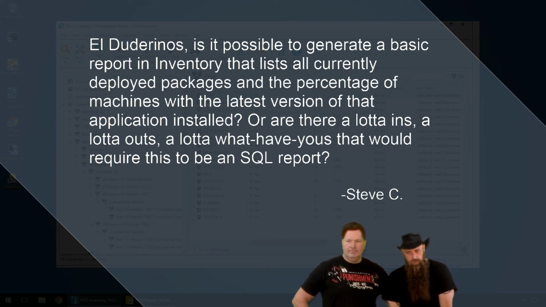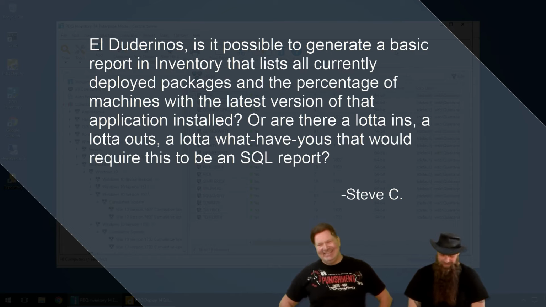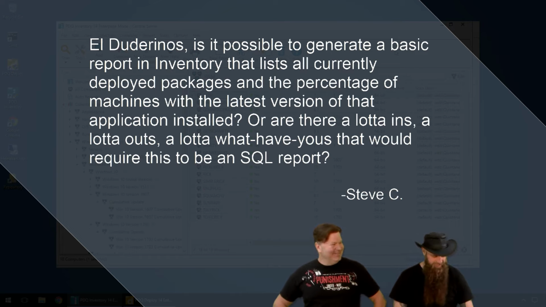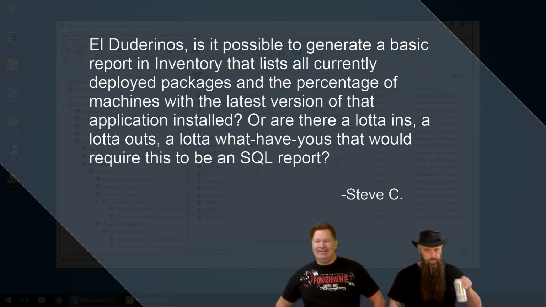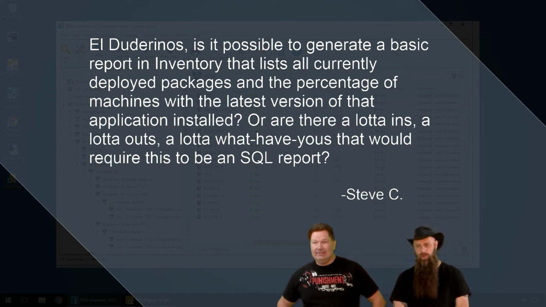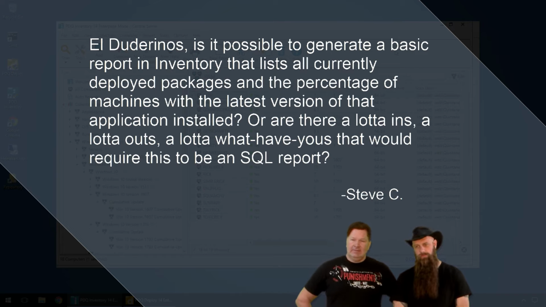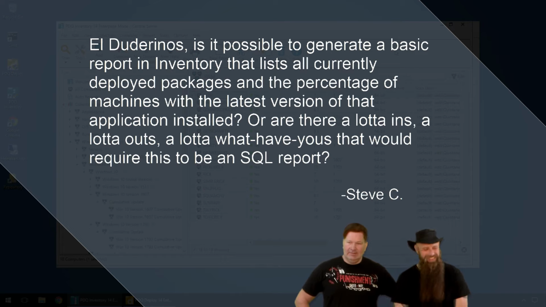Is it possible to generate a basic report in inventory that lists all currently deployed packages and the percentage of machines with the latest version of that application installed? Or are there a lot of ins, a lot of outs, a lot of what have yous that would require this to be an SQL report?